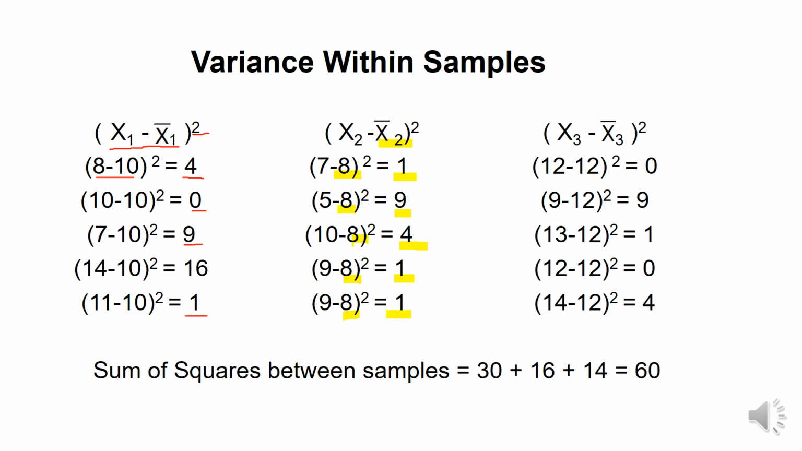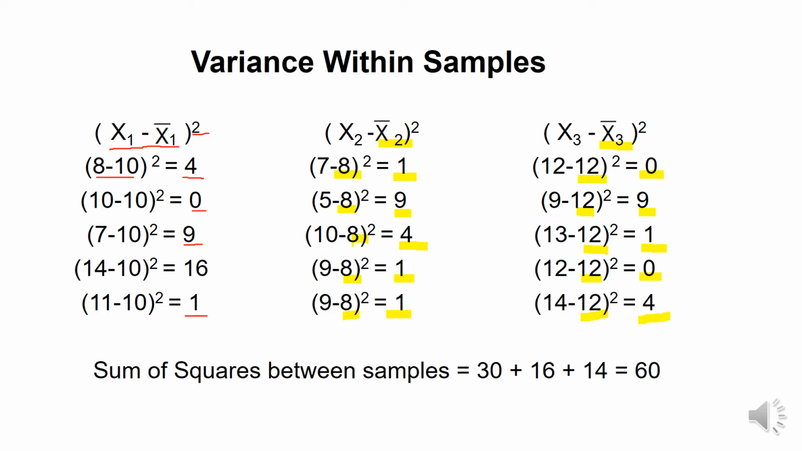Similarly, we'll now do it for variable third. For variable third, the mean is equivalent to 12. So we listed it over here for all the observations in variable 3. Now we'll take the deviations on individual basis for variable 3. 12 minus 12 whole square is equal to 0. 9 minus 12 whole square, minus 3 whole square, is equal to 9. 13 minus 12 whole square, 1 square, is equal to 1. 12 minus 12 whole square, 0 square, is equal to 0. 14 minus 12 whole square, 2 square, is equal to 4.